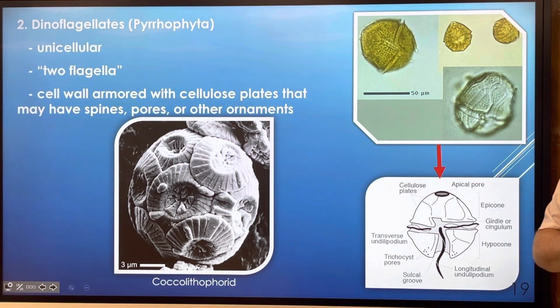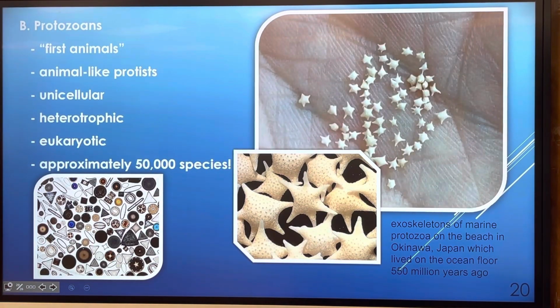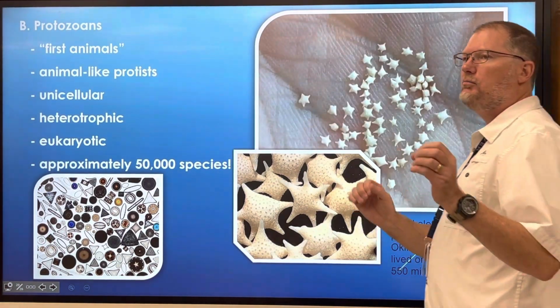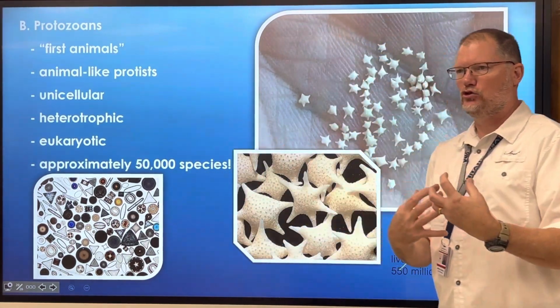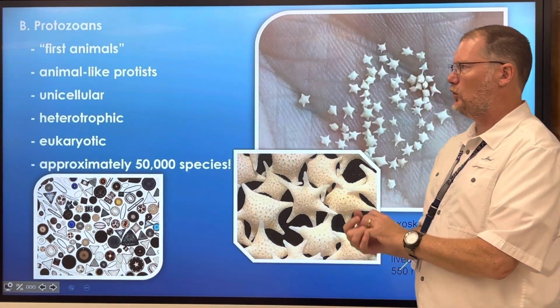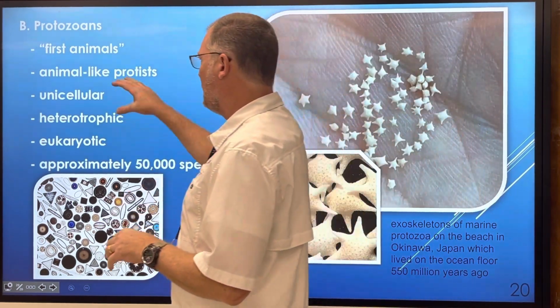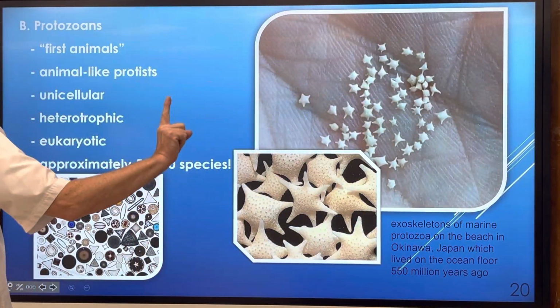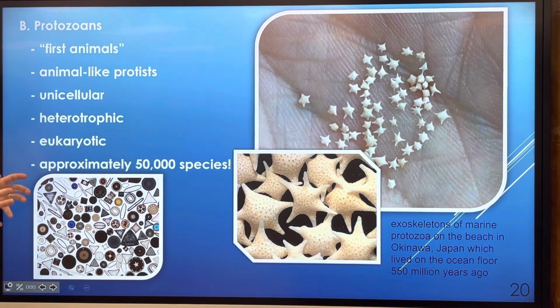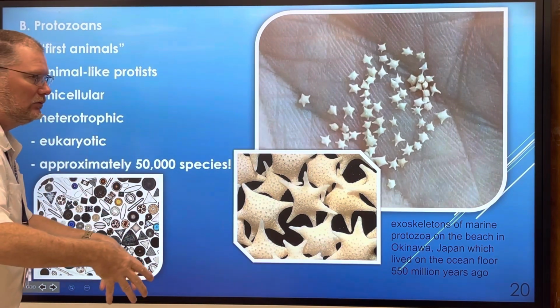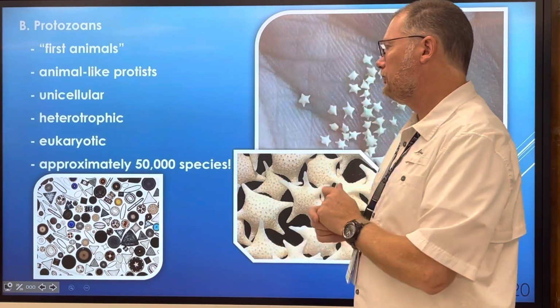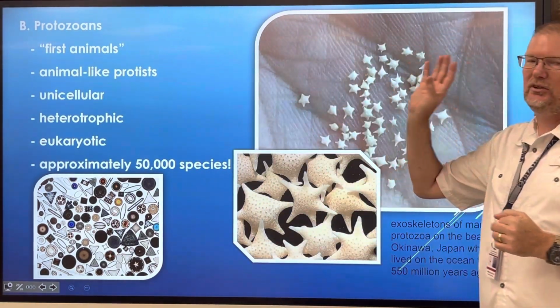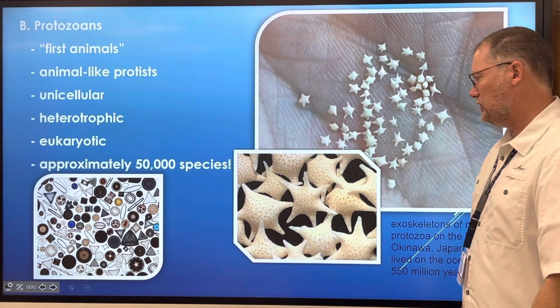So these are dinoflagellates. And then we have protozoans. Protozoan means first animals. So the first animal-like creatures were single-celled organisms called protozoans. They're animal-like protists, unicellular, single-cell, heterotrophic. They eat phytoplankton. They also probably eat other zooplankton as well. And there's approximately 50,000 different species of these guys.